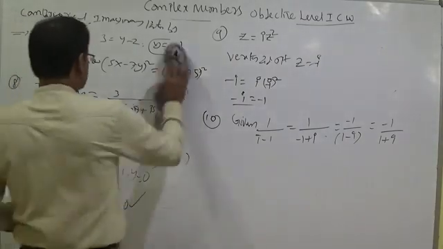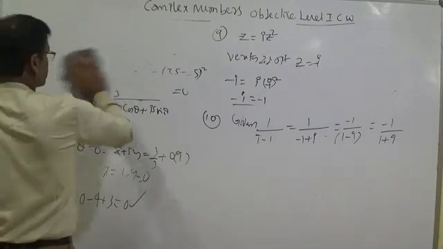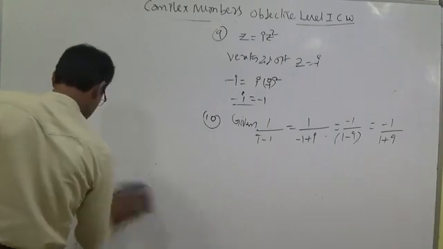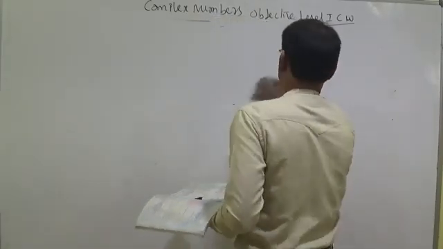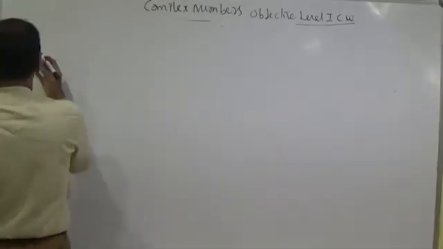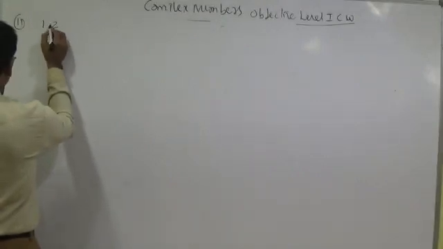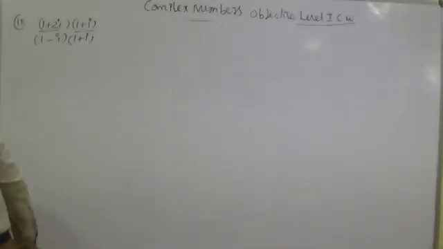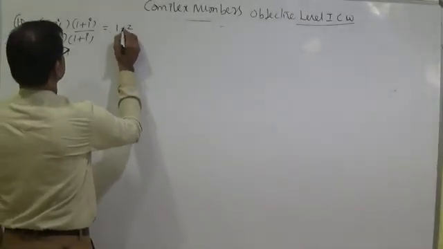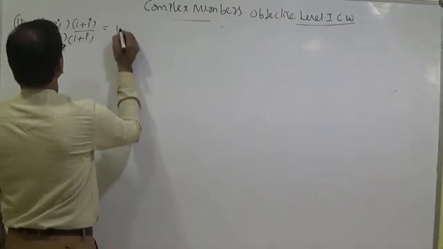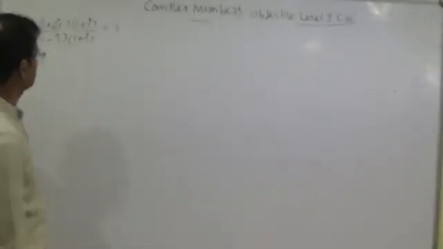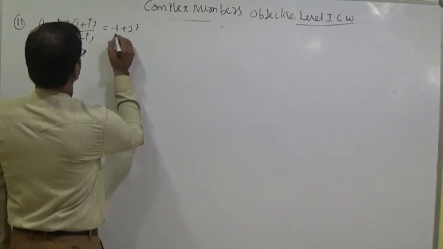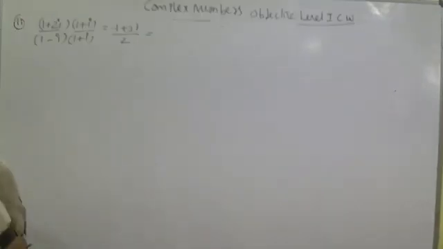11th one. The complex number 1 plus 2i by 1 minus i lies in which quadrant? Rationalize with 1 plus i here. 1 plus 2i into 1 plus i by 1 minus i into 1 plus i. Multiply here. 1 plus 2i plus i becomes 3i. So 1 plus 3i plus 2i square, minus 1. So write here: minus 1 plus 3i by this is 2. Minus 1 plus 3i by 2.